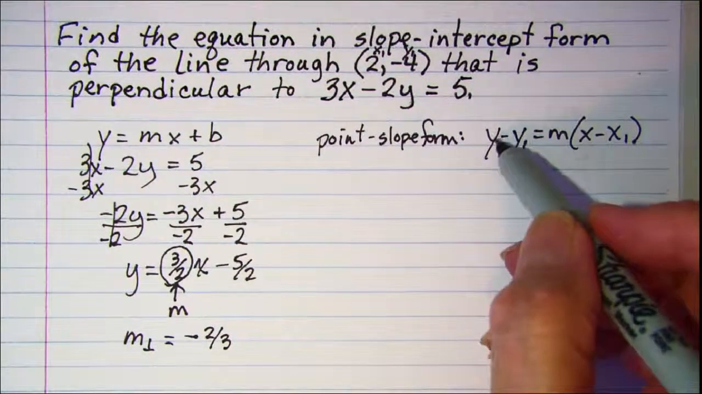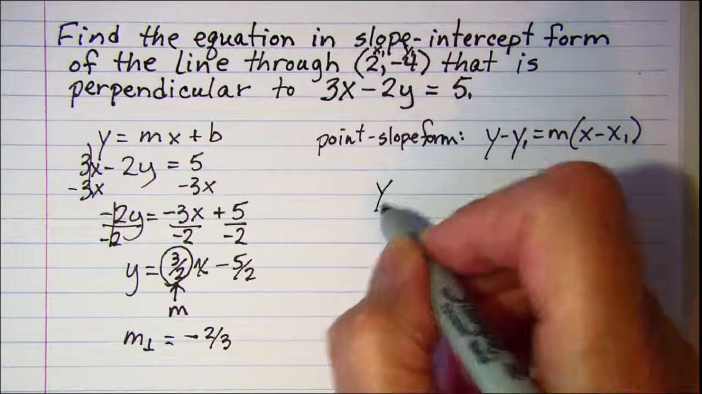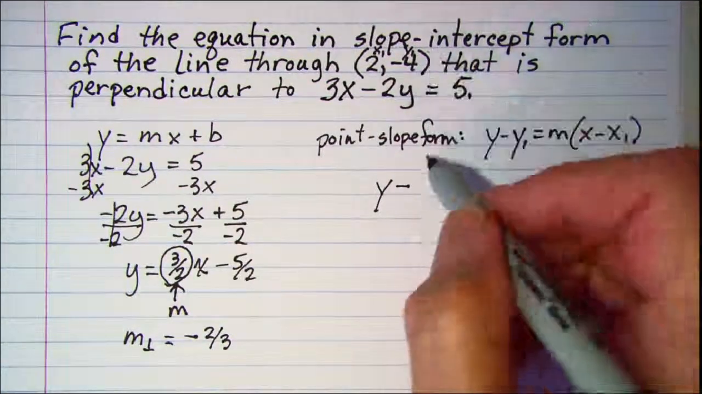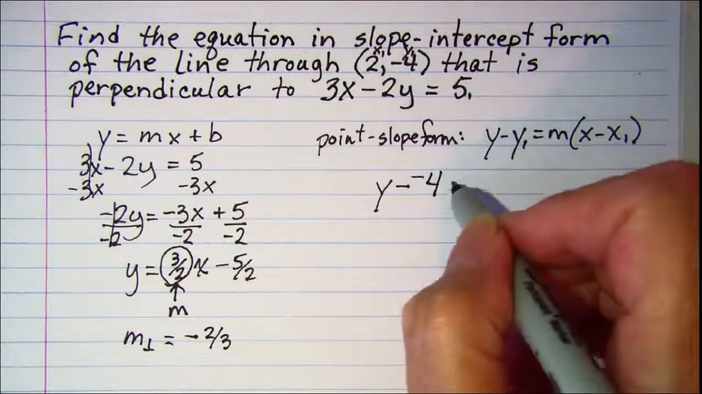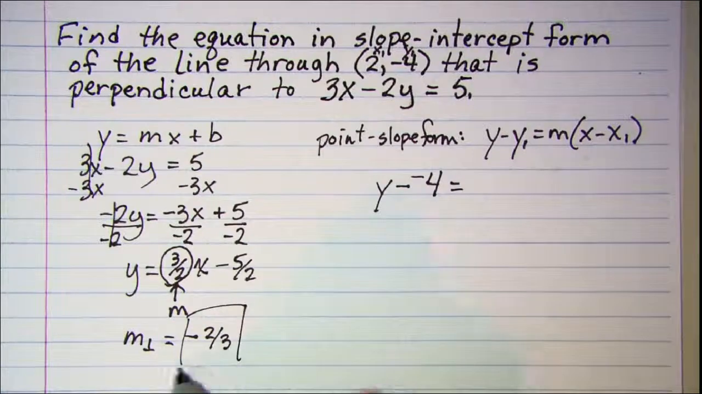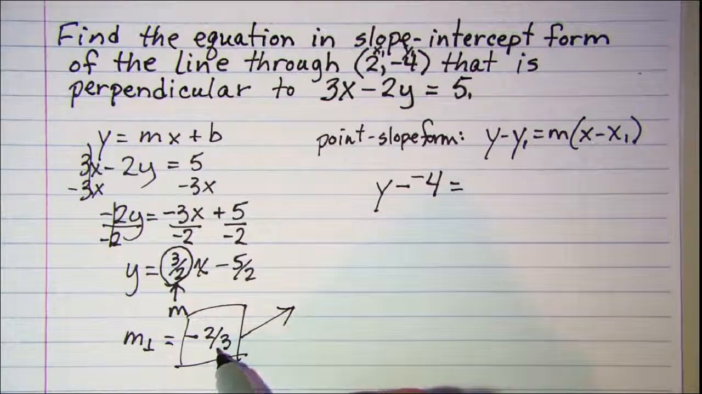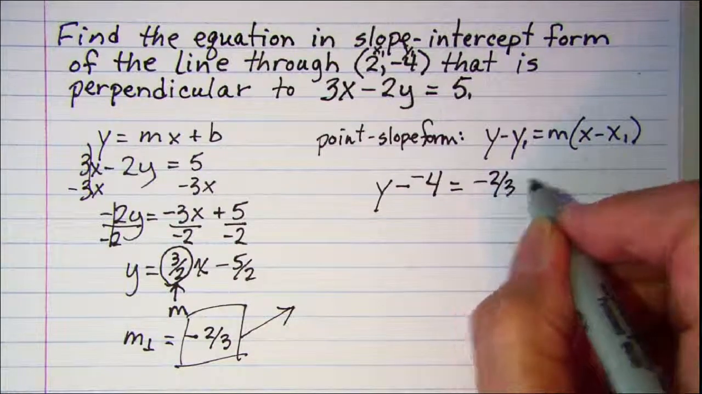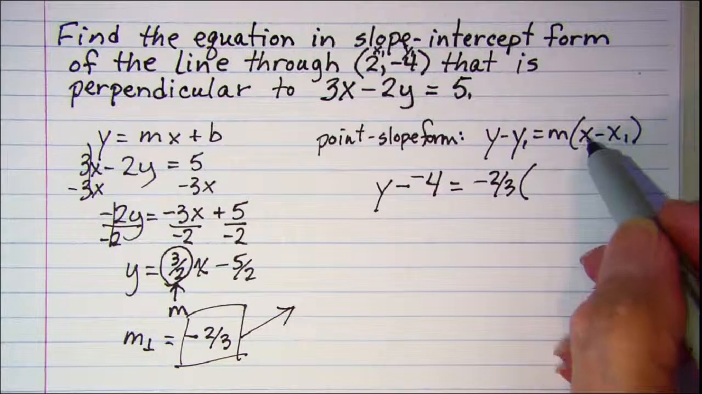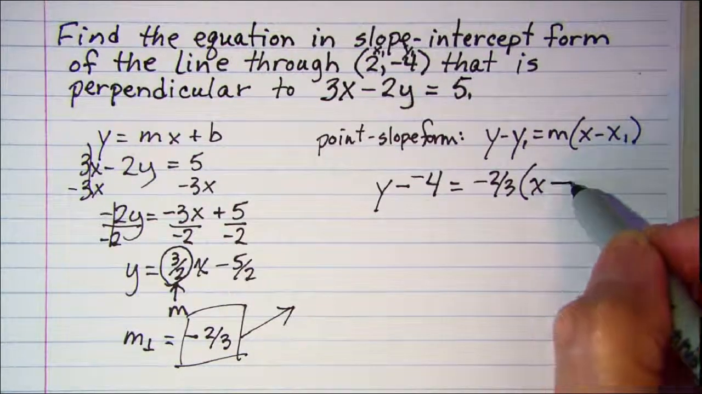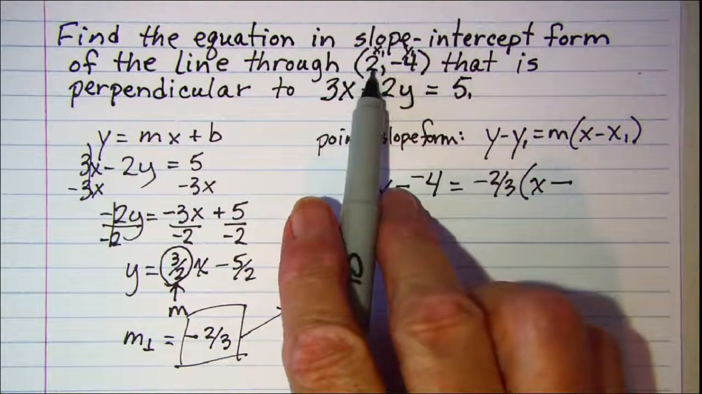Right? The y is a variable, so we'll leave that alone. Subtract y1, which is -4. My m that I need to use is -2/3 times the quantity. x is a variable, so I'll leave it alone. Subtract my x1, which is 2.